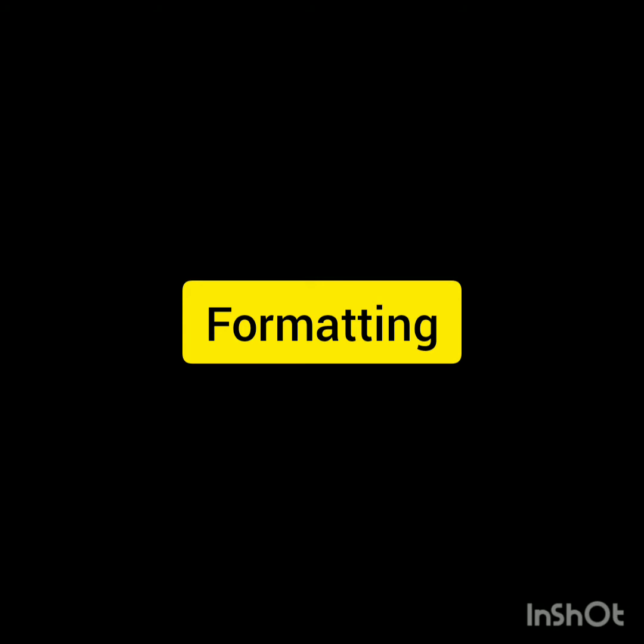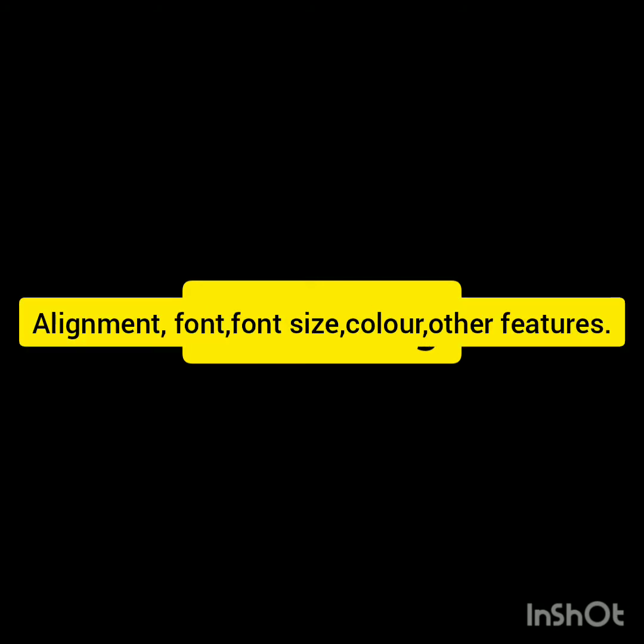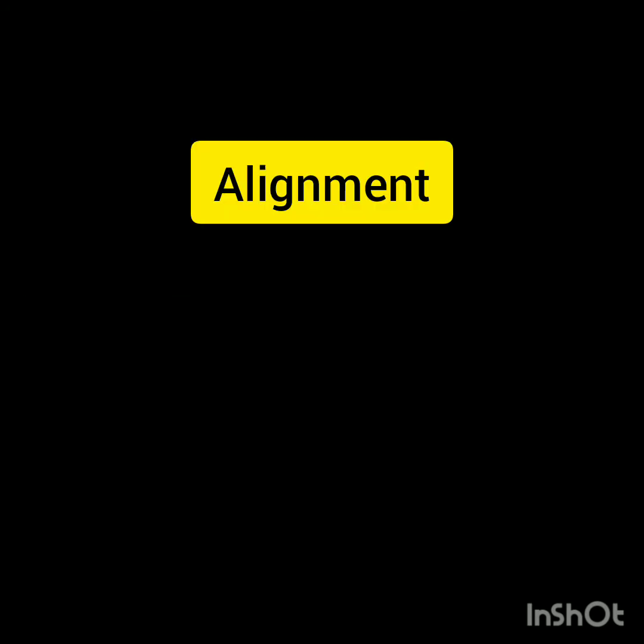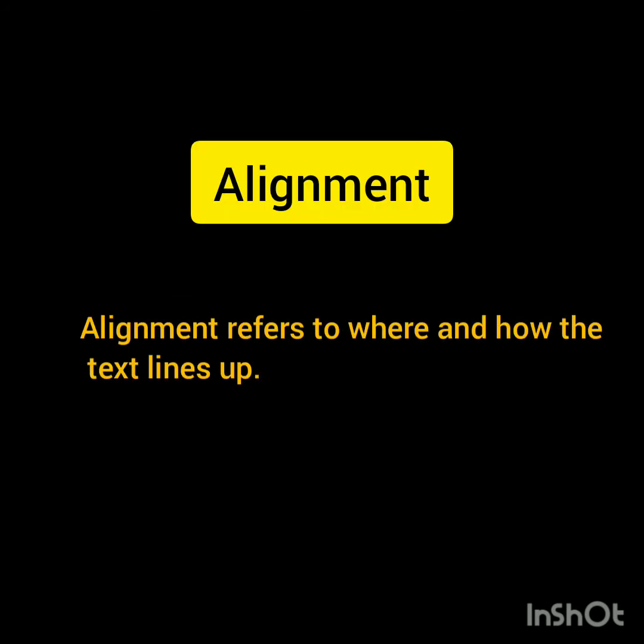It refers to changing its appearance as per our own desire. Formatting can be done in a PowerPoint presentation by changing the alignment, font size, color, and other things. And all this information is stored in a place called Slide Master in MS PowerPoint. And the next topic is alignment.